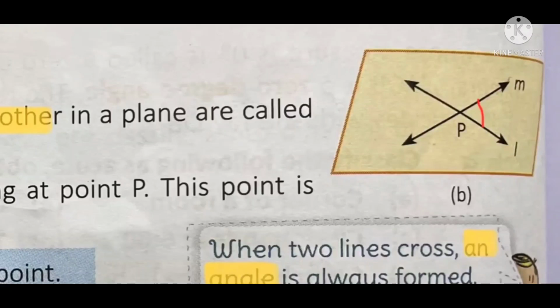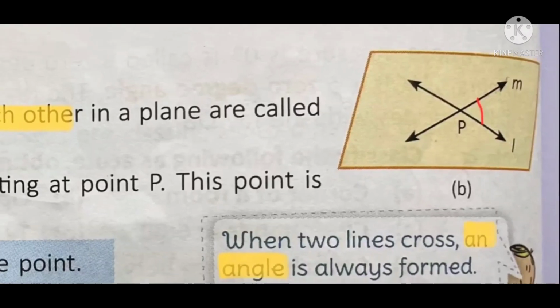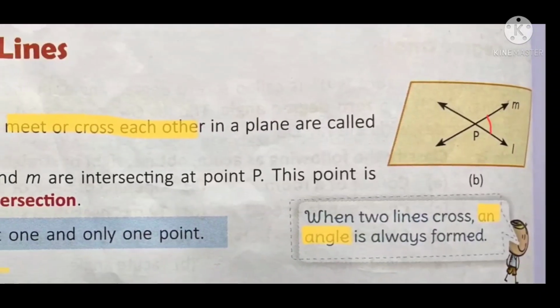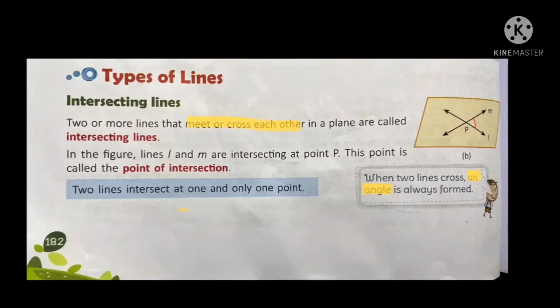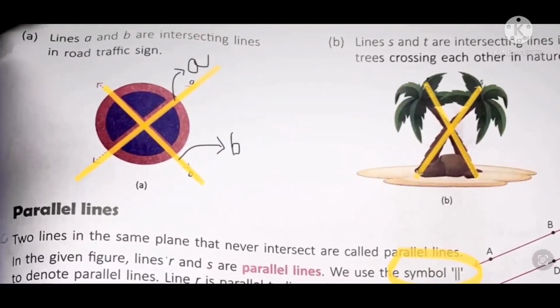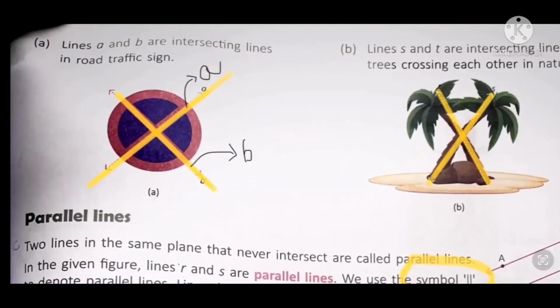When two lines cross, an angle is always formed. You can see in the figure, when two lines cross, what forms? An angle is always formed. Now, some of the examples we are going to discuss. For example, lines A and B are intersecting lines in a road traffic sign. I have highlighted lines A and B. You see this road traffic sign everywhere. Here you can see two intersecting lines.